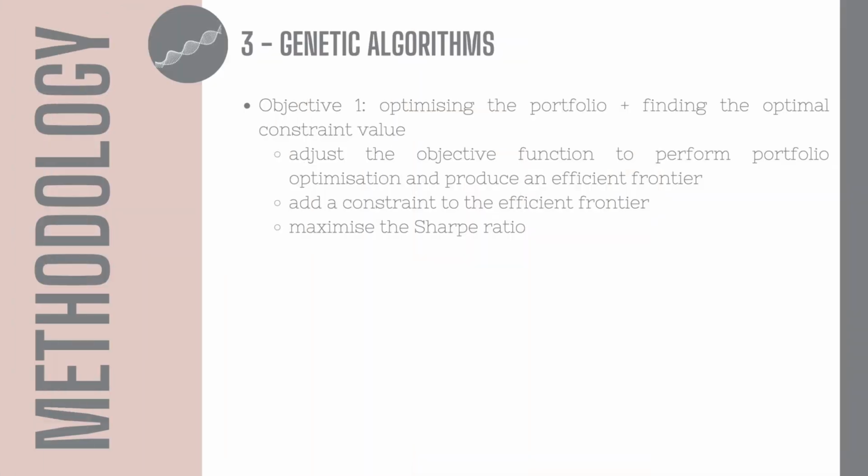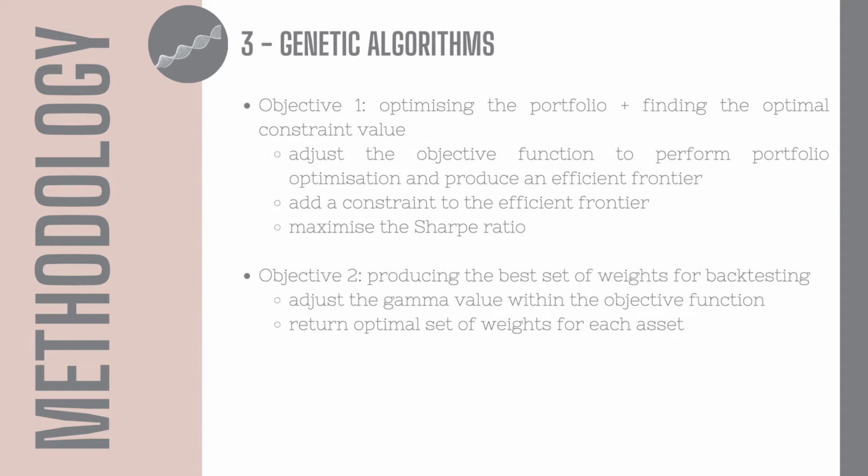In this research, the genetic algorithms are needed to satisfy 2 main objectives. The first objective is optimizing the portfolio and finding the optimal constraint value simultaneously. To do this, we create a class for the objective function in which we find optimal portfolios and produce an efficient frontier. Then, we search for the best possible constraint parameter with the aid of a callable lambda function and maximize the Sharpe ratio. The second objective is producing the best set of weights for each asset.